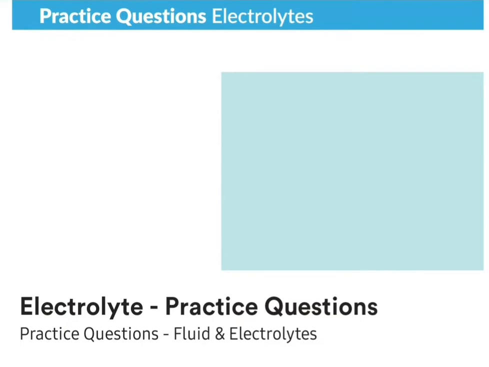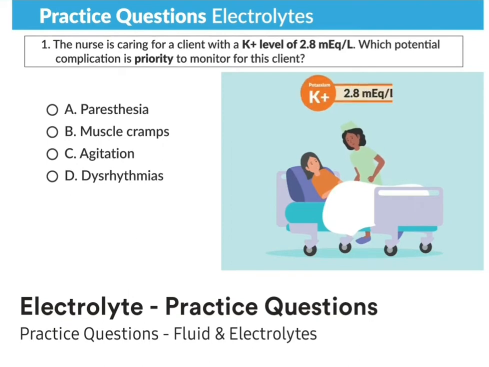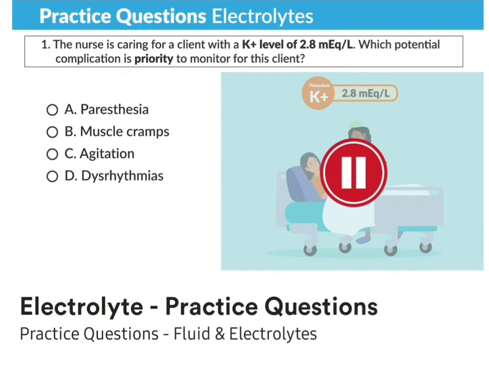Okay, now for practice questions on electrolytes. So question number 1. The nurse is caring for a client with a potassium level of 2.8. Which potential complication is priority to monitor for this client? Once again, pause the screen and try your best to answer this question in about 60 seconds or less.